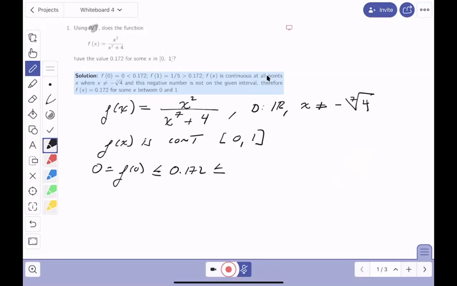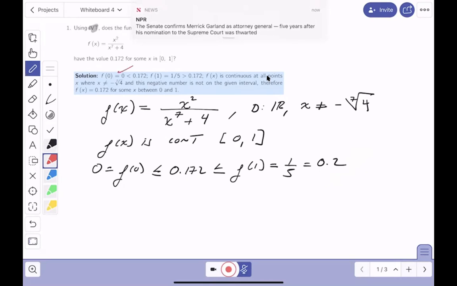Now, I get to f of 1 now, right? What's f of 1? Well, f of 1 is going to be 1/5. Isn't that right? Which is 0.2. All right, so I think we're done. All right, let's read this. And I'm reading this over here. They go on to say f of 0, that's below 0.172. They're saying f of 1 is 1/5, it's above it. I got that all written down for you.